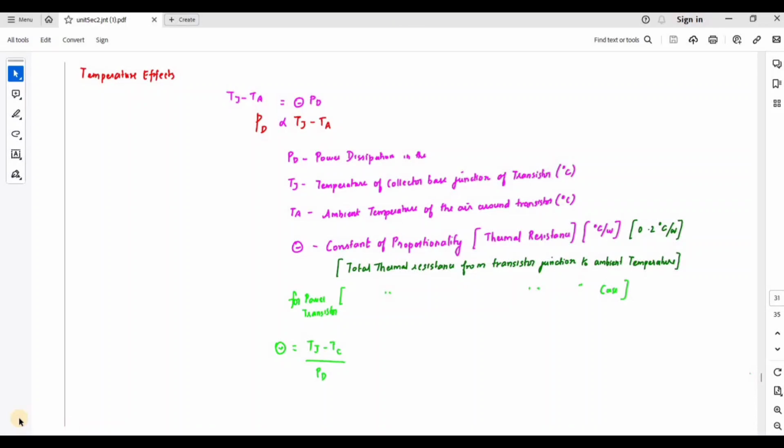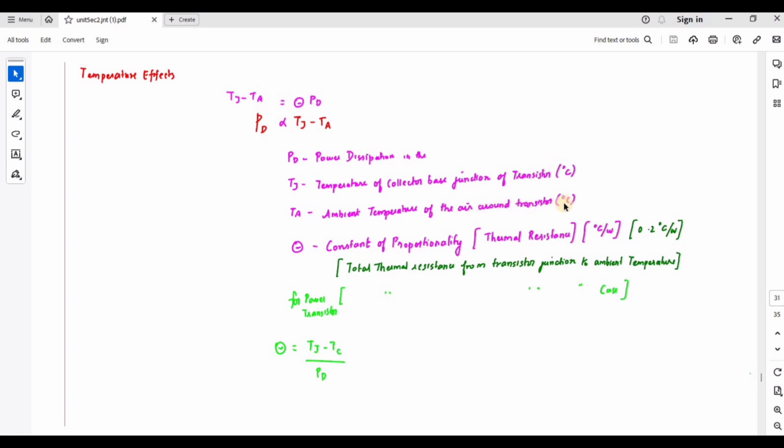In this video we are going to discuss temperature effects. So I can write Tj minus Ta is equal to this proportionality constant into Pd. So Pd is proportional to Tj minus Ta, where Pd is the power dissipation, usually represented in watts, and Tj is the temperature of the collector base junction of the transistor, which is measured in degree Celsius.